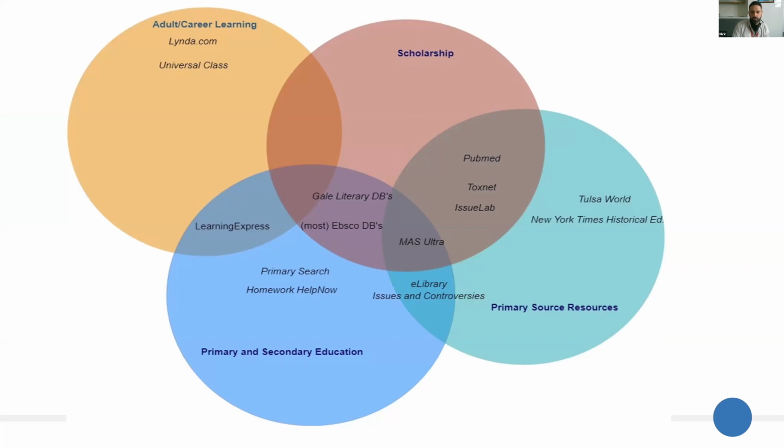Again, this is just to illustrate, there is a lot of crossover in our databases, and as we go through, I'm identifying 3 major categories, and that's how we're going to structure this presentation, the slide deck. We're going to go through adult and career learning, scholarship, which is higher ed, community college, postgraduate research. And then we have primary and secondary education, that's K through 12, and then primary source resources.